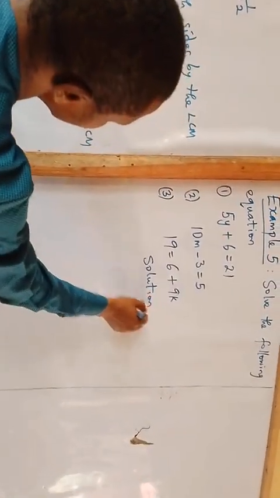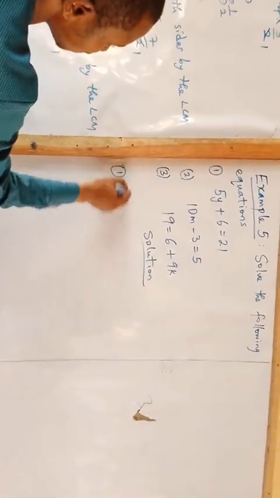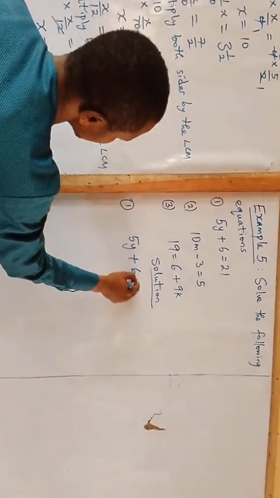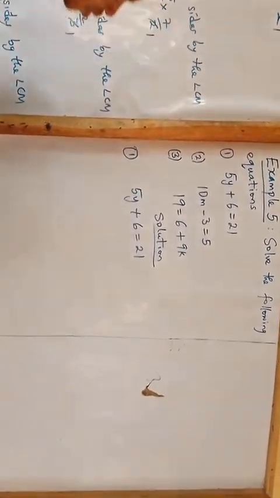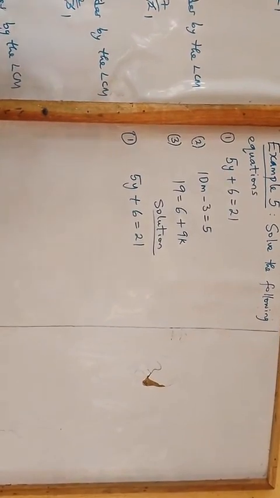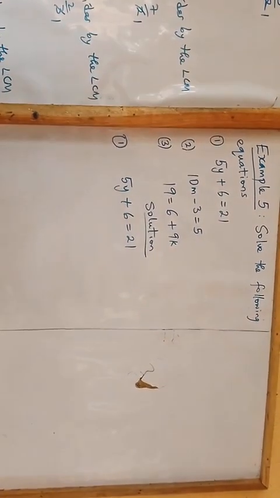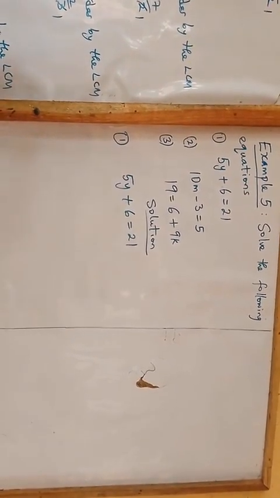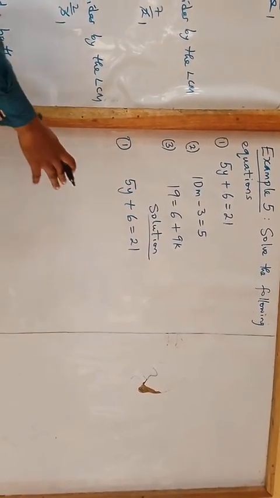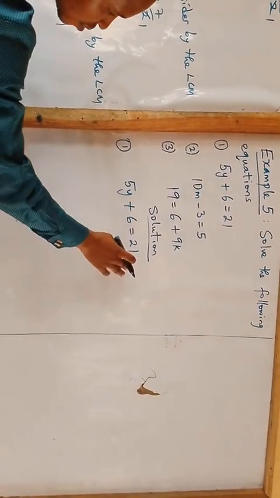In number 1, we have 5y plus 6 is equals to 21. I want to encourage you to watch my videos on example 1, example 2, and likewise example 3. So the first step to take here is to add minus 6 to both sides.